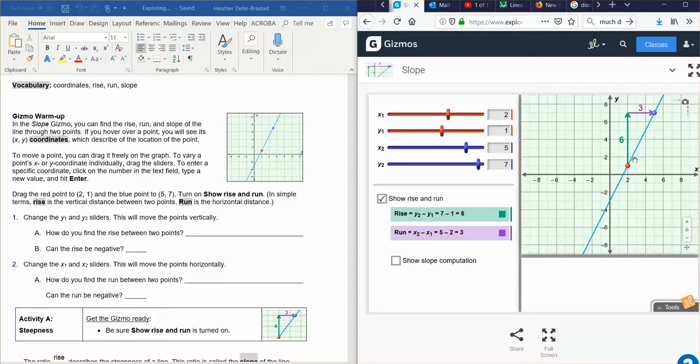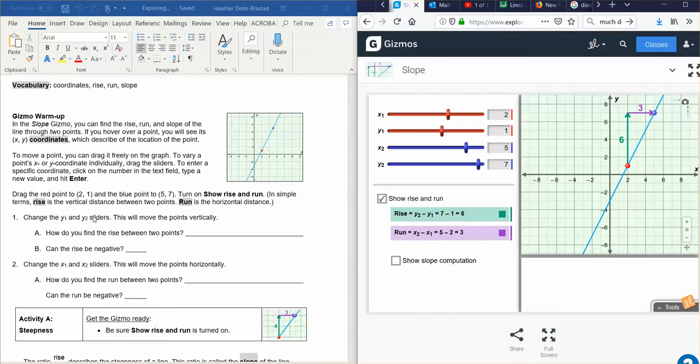That's really what slope is. It's how steep a line is. And the rise over the run is how we write the ratio for our slope. So our rise over our run right now would be 6/3. Is that all they want us to do? Rise is the vertical distance between the 2 points. Run is the horizontal distance.